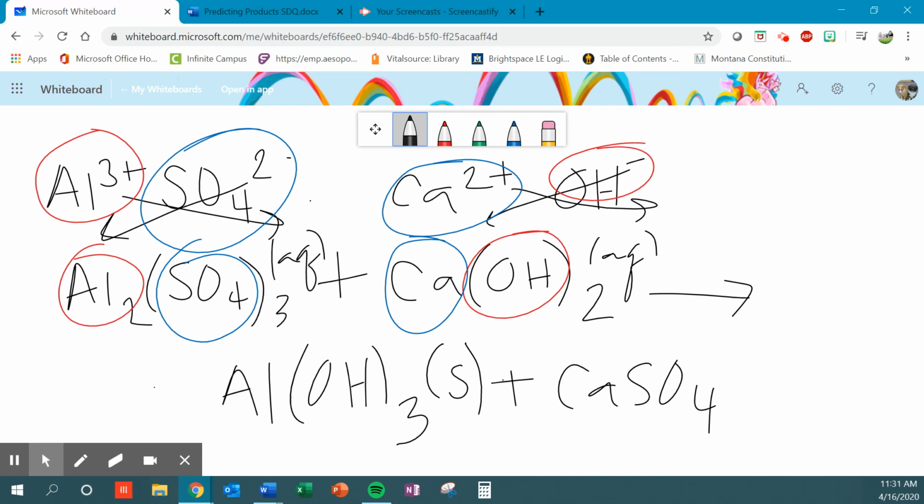Aqueous means that it dissolves in water. It is soluble. And so sulfates are also still going to remain soluble. So this is going to be our aqueous solution. And so then we have our final equation.